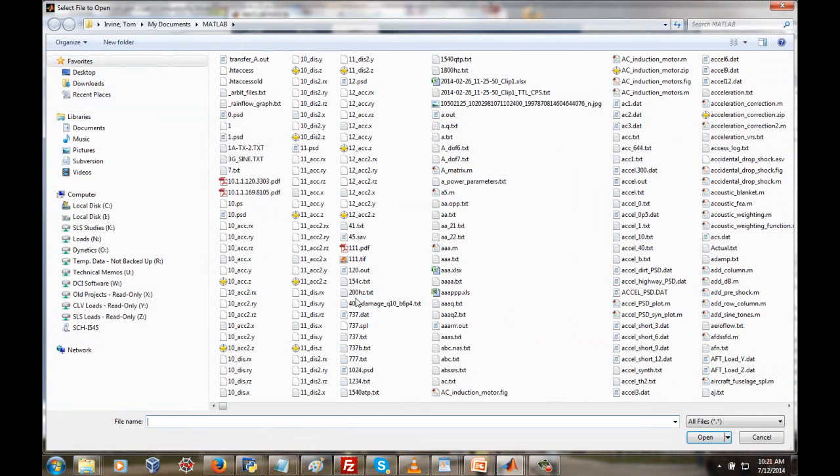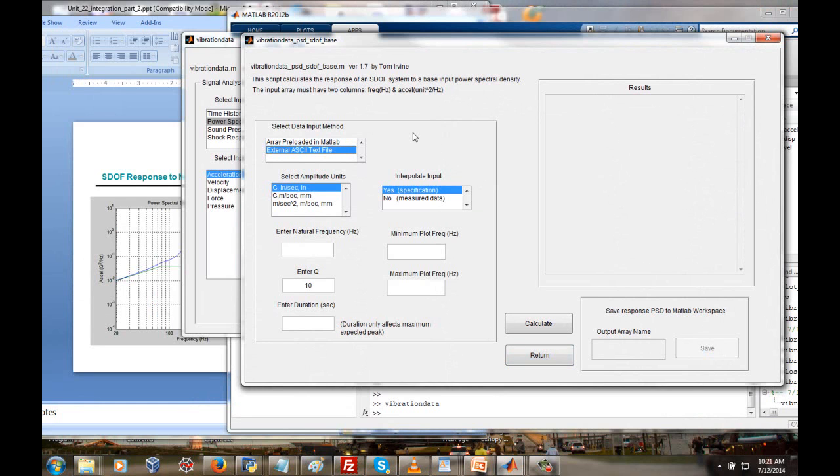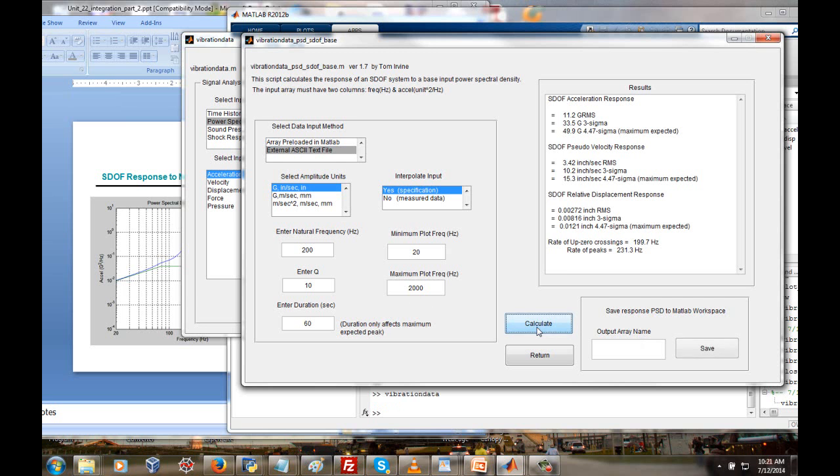Let's input our Navmat file, which we'll pick up from the external ASCII file. We have English units. Let's choose that. Interpolate input, yes. Let's say we have a 200 hertz natural frequency system. So it's a spring mass system, single degree of freedom, 200 hertz, Q is equal to 10. Let's plot from 20 to 2000 hertz. And we'll do a duration of 60 seconds. And duration only affects the maximum expected peak. Okay, so far this is just a review exercise.